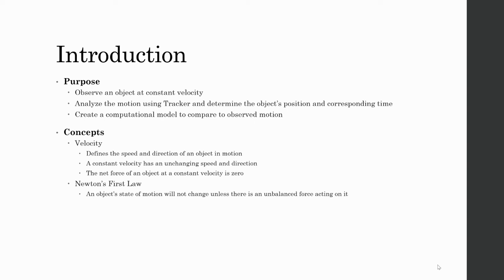We will then compare that data to a computational model, which shows the predicted values for the object's position over time. Important concepts in this experiment are velocity and Newton's first law. Velocity defines the speed and direction of an object in motion. For the velocity to be constant, the net force acting on the object must be zero. This is explained by Newton's first law, which states that an object's state of motion will not change unless there is an unbalanced force acting on it.